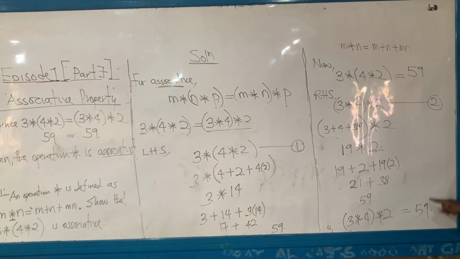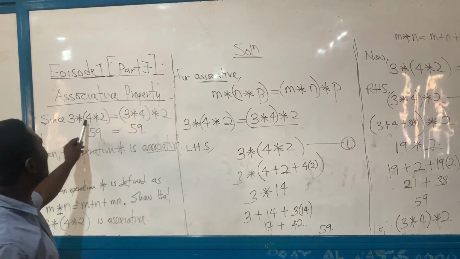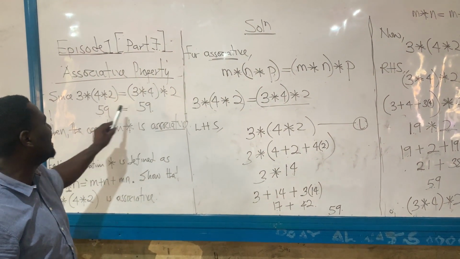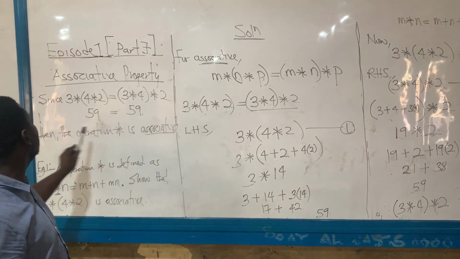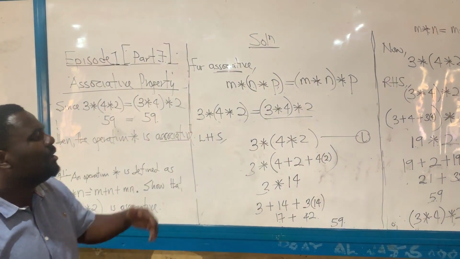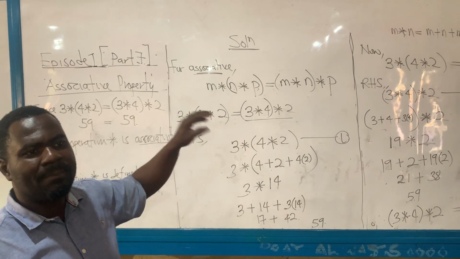Equation 1, we are getting the answer to be 59. Equation 2, we are getting the same answer to be 59. Then the conclusion is, since the left hand side answer is the same as your right hand side answer, the operation is associative. Any question? You can put your question or your comment in the comment section.